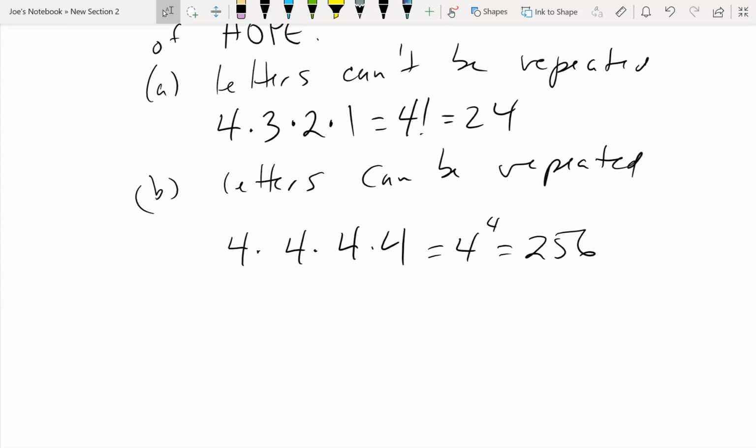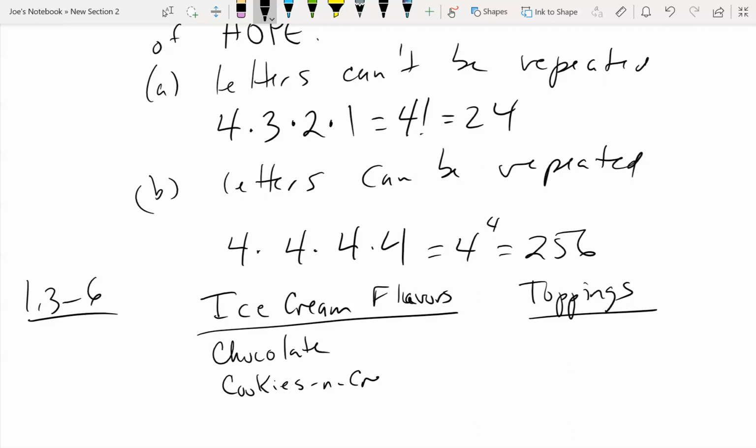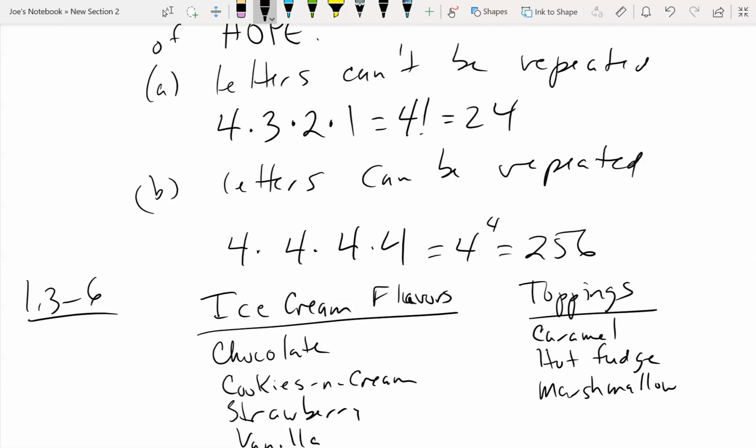All right. Well, let's look at 1.3-6. 1.3-6 is making an ice cream sundae. You know, it's good for around lunchtime. So they've got 4 different ice cream flavors. It's not really as important what the flavors are as it is that there's 4 different ones. And they have 6 different toppings. And again, not necessarily important what the toppings are, as the fact that there are 6 of them and they're distinct. That's important.